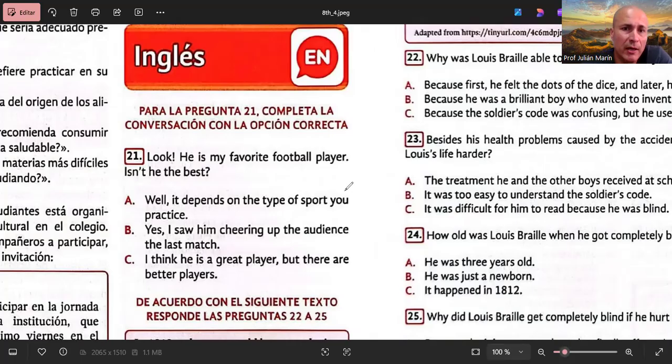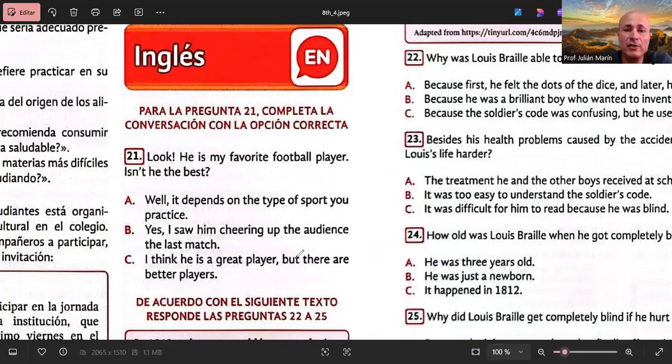This is the conversation. It is actually part of the question. Look, he is my favorite football player. So what's the setting? Football, right? That's the context. Isn't he the best? So there is a direct question, and we need to look for an answer to this question in that context. A, well, it depends on the type of sport you practice. So we're talking about sports, yes, but this answer is not really answering this question. So it is tricky, but no.